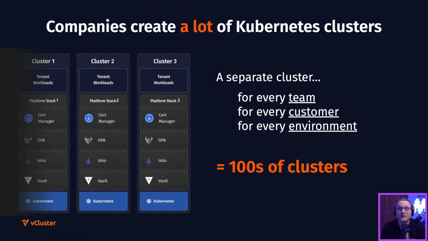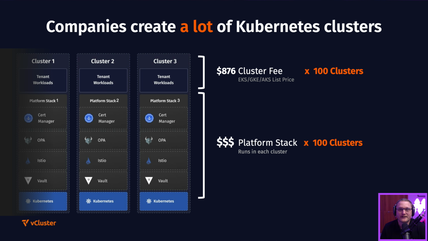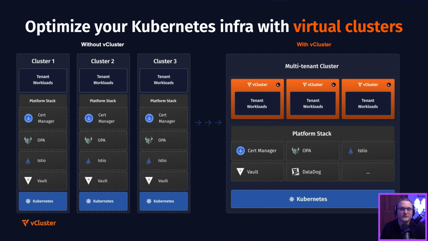Companies create a lot of Kubernetes clusters. A separate cluster for every team, for every customer, for every environment. And that equals hundreds of clusters. With some things, there's a cluster fee, right? So $876 for a cluster fee times 100 clusters. And then the platform stack is also run 100 times, in each cluster. What if there's a better way? What if you use virtual clusters instead? Instead of giving everyone a new cluster every time, you stand up a virtual cluster on one of the clusters that you're running, and you reduce the amount of time it takes to get that cluster, and you reduce the amount of spend it costs for that platform fee.